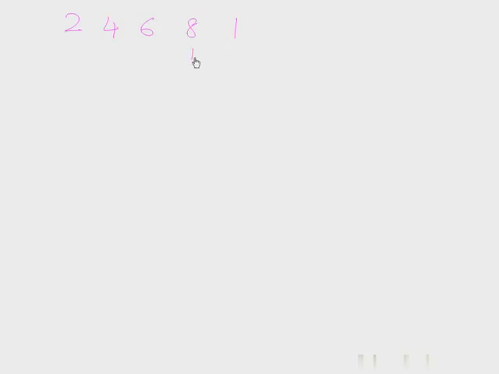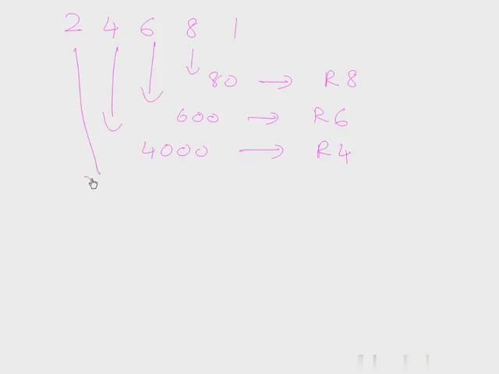24681, I know that this 80 is going to give me a remainder of 8. I know the 600 is going to give me a remainder of 6. I know this 4000 is going to give me a remainder of 4. And I know this 20,000 is going to give me a remainder of 2. And of course, this 1 in the beginning is giving me a remainder of 1. The units can always be counted on to give themselves as a remainder. So I have all these remainders when I've divided by 3.